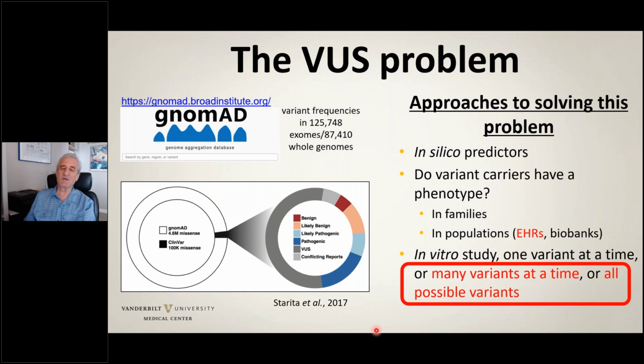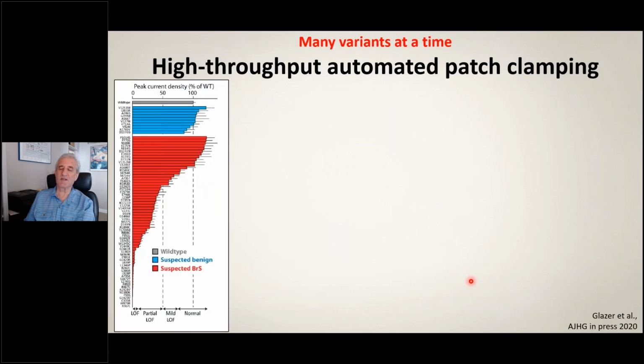So let me now turn to some functional genomics that we've been doing, many variants at a time or all possible variants. This is a study that Andrew Glaser has in press in the American Journal of Human Genetics. He took 83 variants in the cardiac sodium channel and asked the question using high throughput patch clamping on a device called the SynchroPatch 384. It has 384 wells, and using this 384 well format, you can study these variants and replicate in multiple replicates.